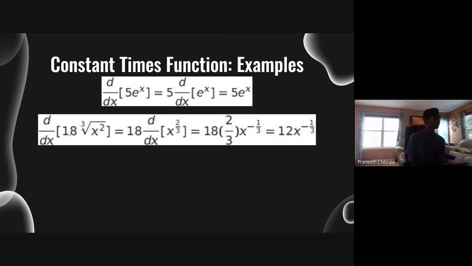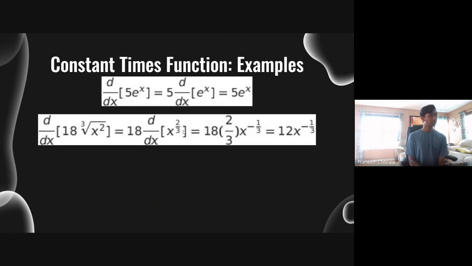The derivative of 18 times the cube root of x squared. Notice we can use the power rule since the cube root of x squared is the same thing as x to the 2/3 power. You can just take the 18 out of the derivative, put it outside, and calculate the derivative of x to the 2/3 power. Using the power rule, you'll get the derivative being 2/3 times x to the -1/3 power. And then simplifying this gets you 12 times x to the negative 1/3 power.